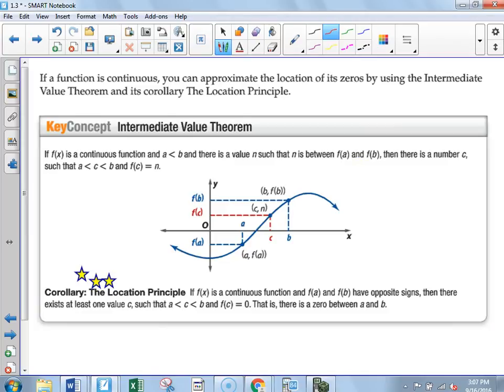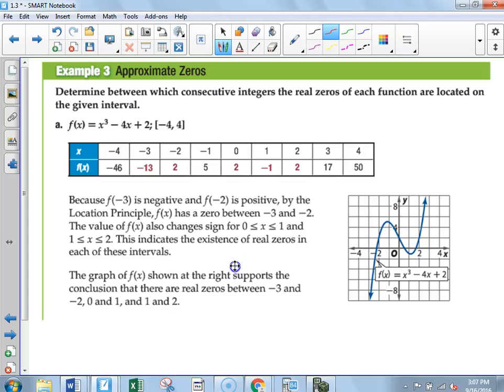There's a theorem in your book used a lot in calculus called the intermediate value theorem. The part we're focusing on today is this part down here that says if a function is continuous and you have a value that has a positive sign and a negative sign, opposite signs of each other, then there exists at least one 0 in between those 2 points. Okay, that sounds all huge and complicated.